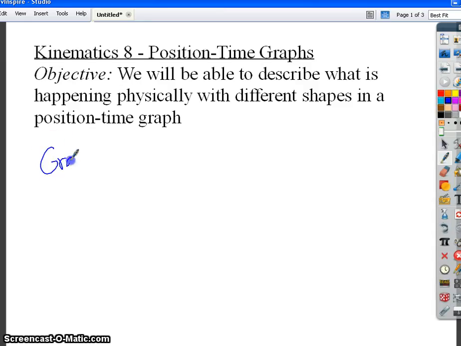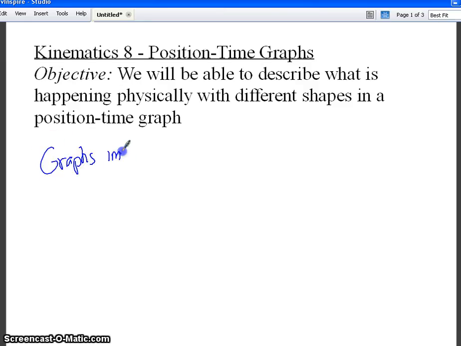Graphs, I'm just going to write that down. Graphs are important because in the real world and science world, not necessarily in classroom world, but in science world, we take measurements. We have instruments and we gather data. And most of the times we gather data on graphs. And so being able to gather data and describe what's happening is really the point of science.